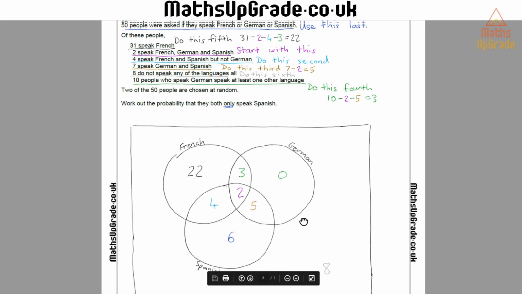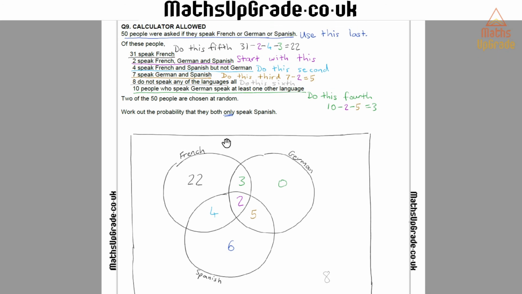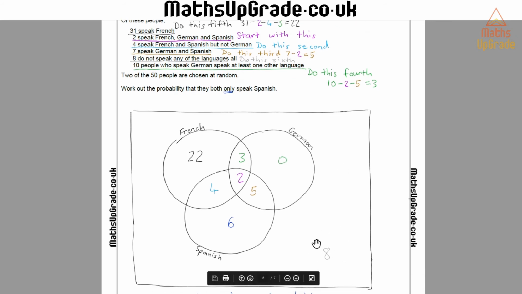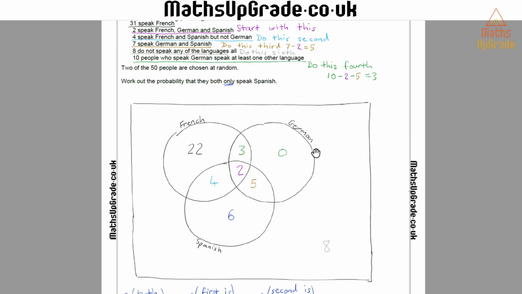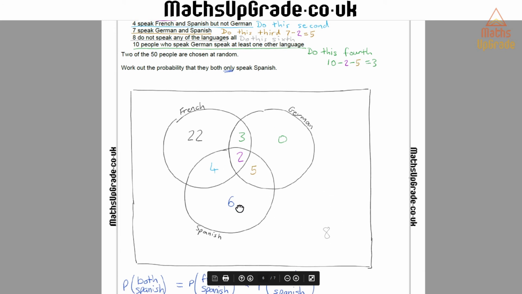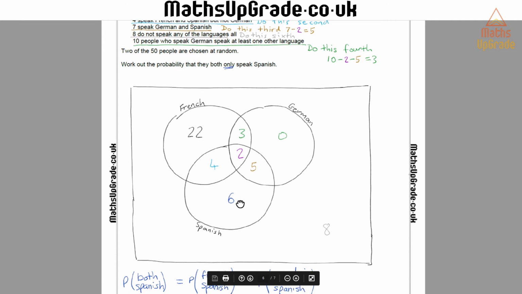Okay, I'm going to the outer regions. And so it says here, 8 people do not speak any language at all. So this must be 8. The only region left now is the Spanish, right? And I was told at the very start of the question, easy to overlook this, 50 people were asked, right? So all the numbers all together, add them up and subtract that from 50, and that leaves you with 6. Okay, so there's your Venn diagram done there.